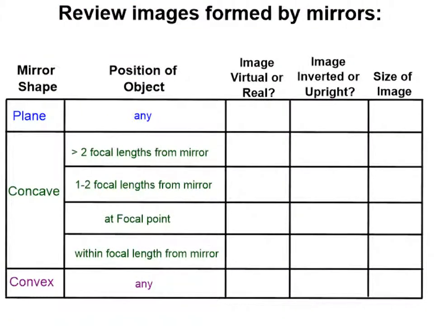Here's a little review for you. If you want to pause the video, make this little chart out and see if you can remember for the plane mirror, for the different situations in our concave mirror, and for the convex mirror, is the image virtual or real? Is the image inverted or upright? Inverted just means upside down. Upright is right side up. And what is the size of the image? Is it magnified? Is it bigger than the object? Or is it reduced, smaller than the object? So pause the video and see if you can fill that in.